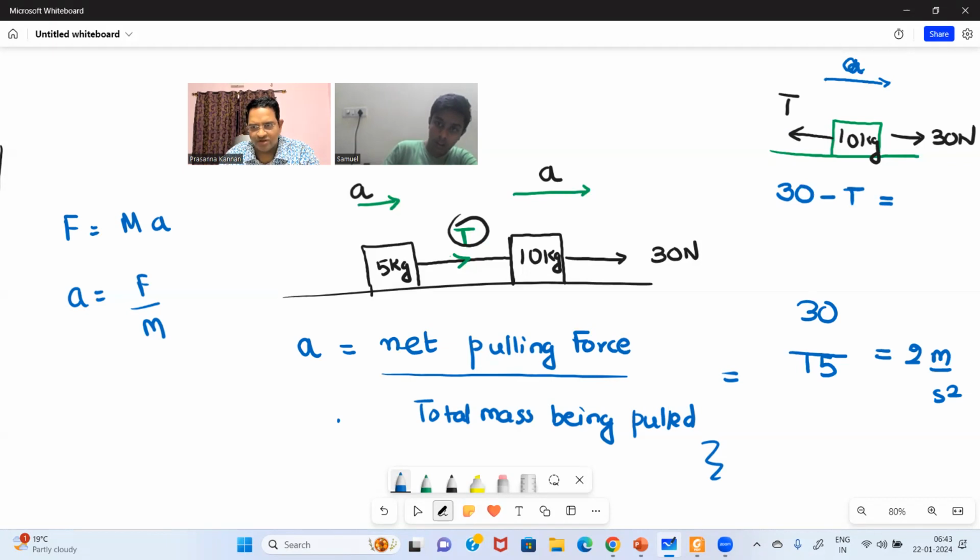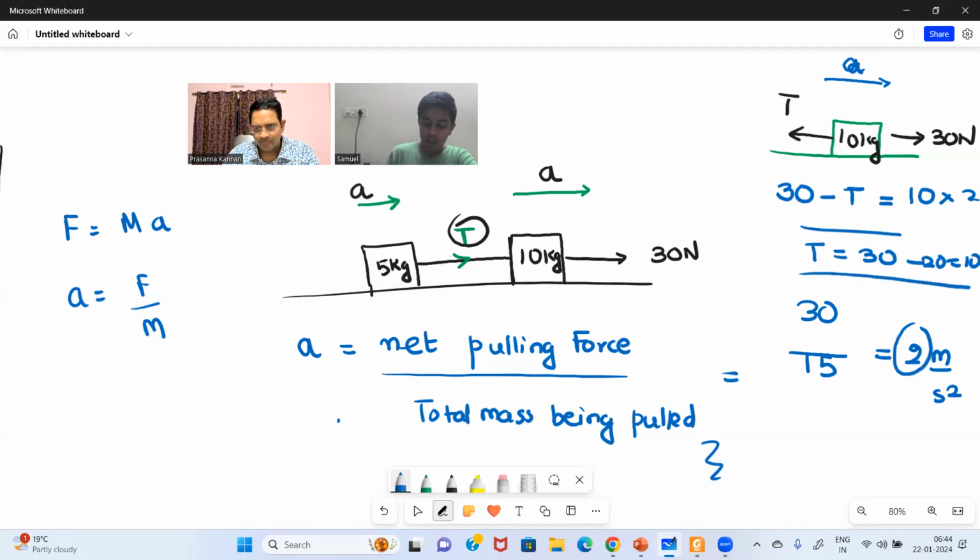Net force according to Newton's law is equal to mass into acceleration. What is mass? Mass is 10 kg in this case, since we are talking about the 10 kg block, right? And what is the acceleration? We just found acceleration is 2. So 30 minus T is equal to 20. So what will T be equal to? 10. Yes, 30 minus 20 is just 10. 10 Newton is going to be your answer. Is that clear? Yes, sir. The same answer you could have also got using the 5 kg block. So you can also use this to verify if your answer is correct.